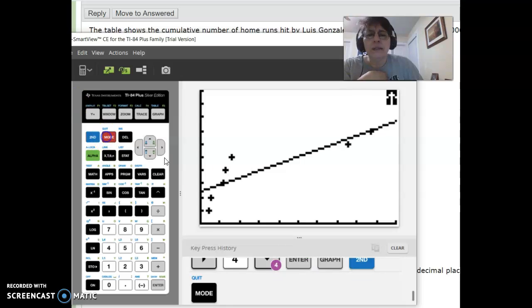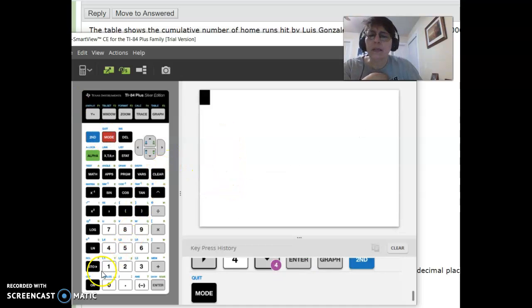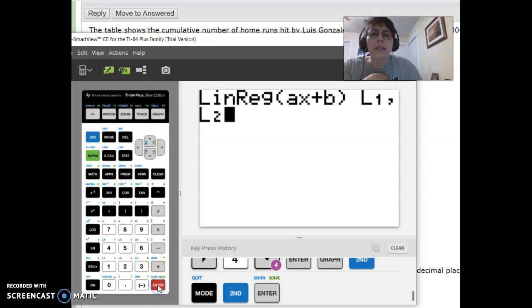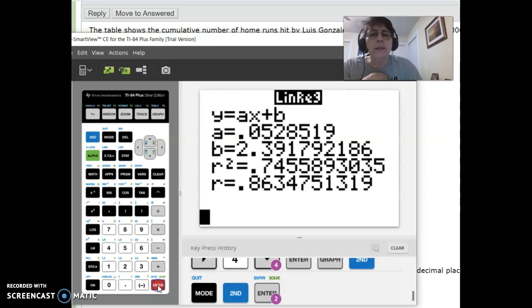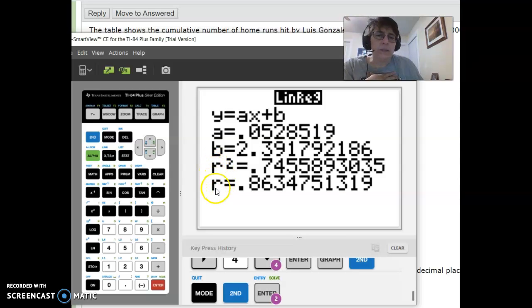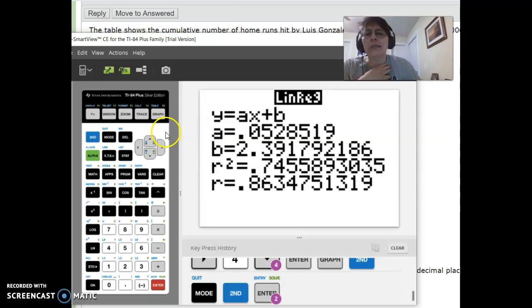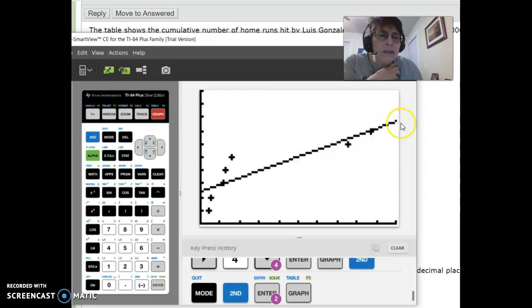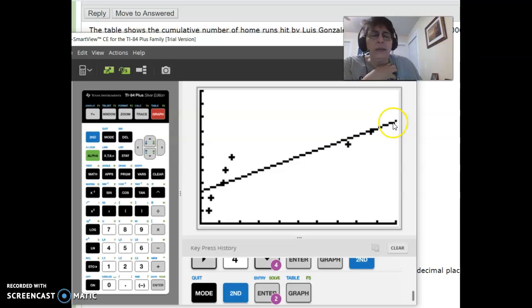The r squared, okay, let's see if I can pull that up. Okay, so second entry, enter. Yes, there we go. If you take the square root of r squared, you get r, which is correlation, which has to do with how good this is at predicting. So about 86%. So if we were trying to predict the next point, it would be out here. With 7 data points, things are a little iffy.